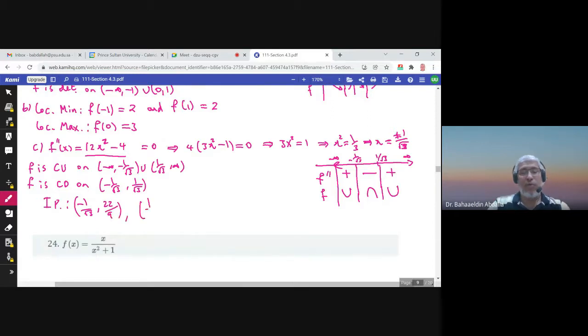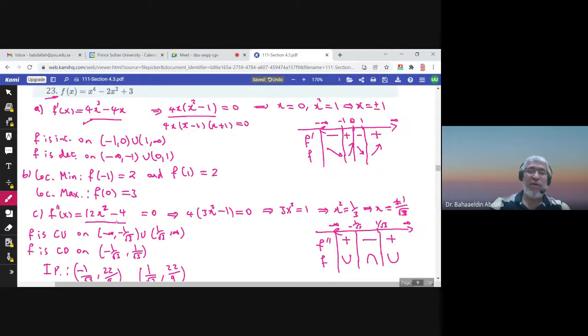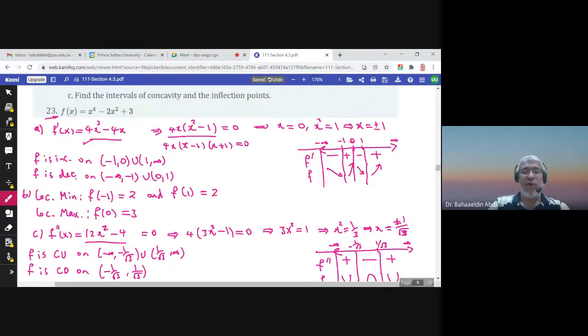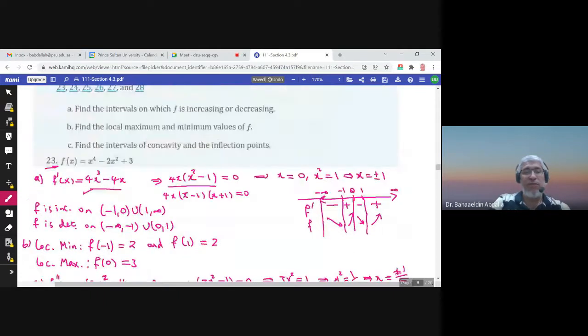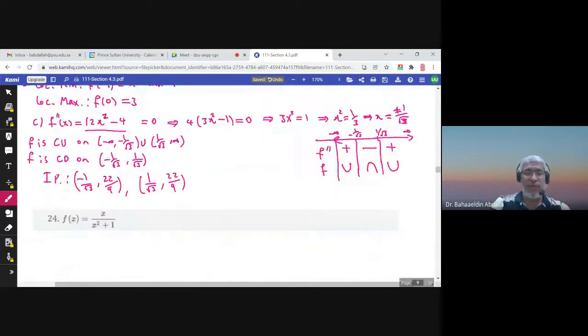And also another inflection point at 1 over square root of 3. And if you replace x by this number, you will get the same y value because actually this function is an even function. So this is the answer of the question.